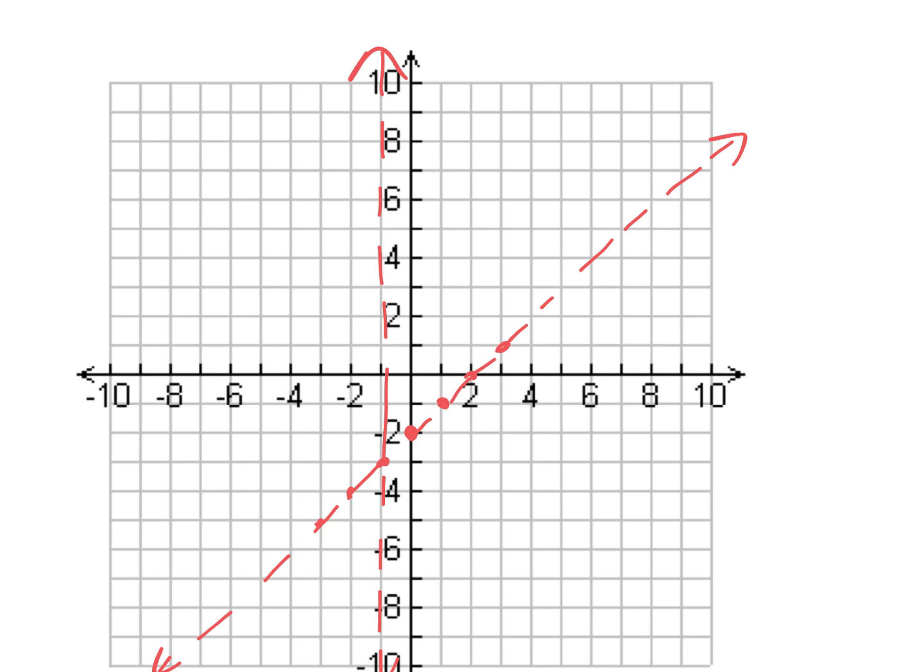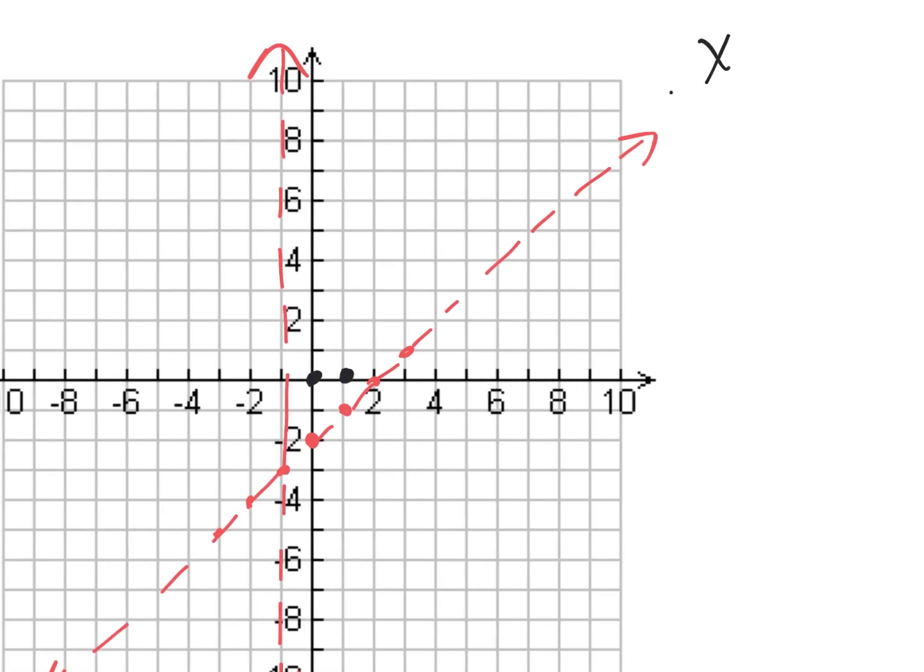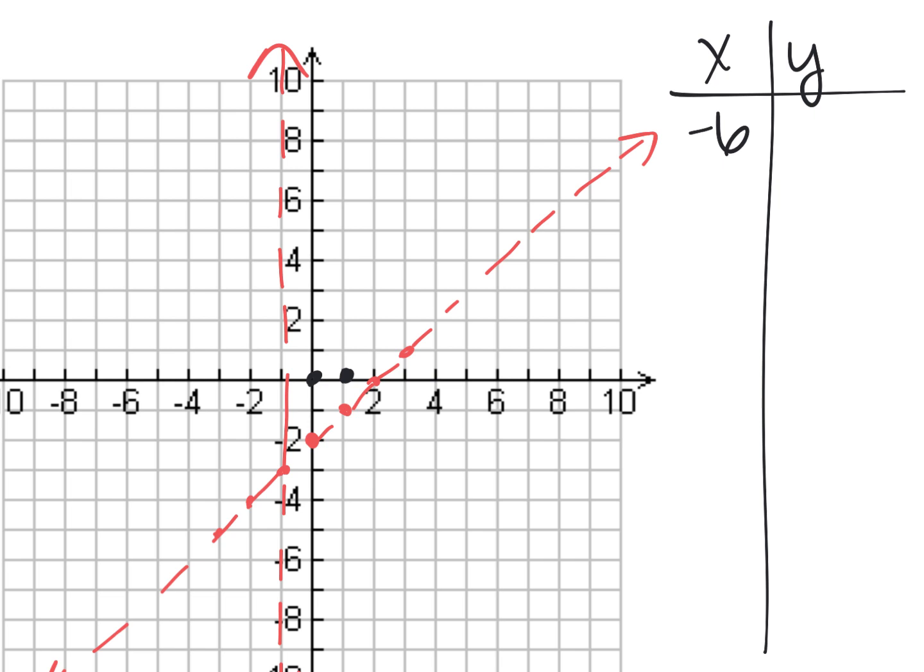And then we had no horizontal asymptote, and then the x-intercepts were at (0, 0) and (1, 0). I believe that's it. Okay, so let's pick some points. Again, I'm just going to pick some points that I've already picked in class. Please type these in your calculator.